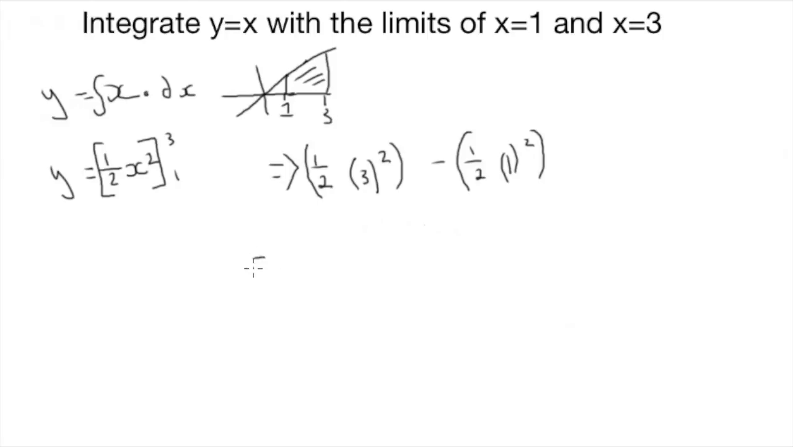So what you'll get, half 3 squared, so 3 squared is 9, divided by 2 is just 9 over 2. Subtracted by 1 squared is 1, so it's just a half. So 9 over 2 minus 1 over 2 should be 8 over 2, which is just 4. That's the answer. Now, usually you won't need units unless it's specified in the question.